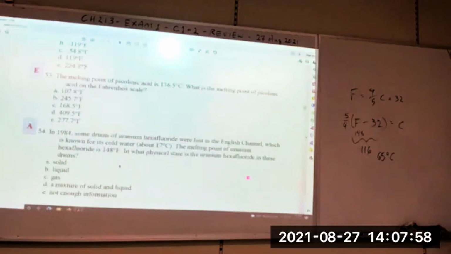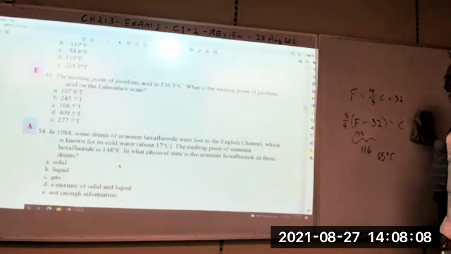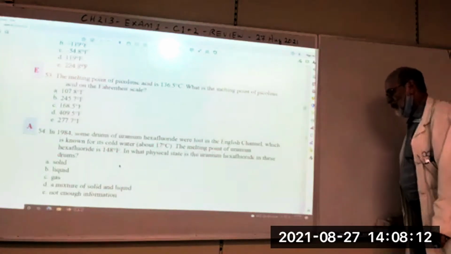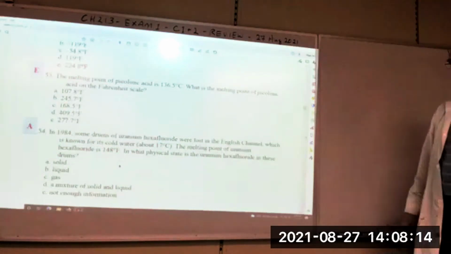So that's the melting point, 65 degrees Celsius, and it's 17 degrees down there. So what state's it going to be in? It's going to be solid. Uranium hexafluoride. Why would you want uranium hexafluoride anyway?